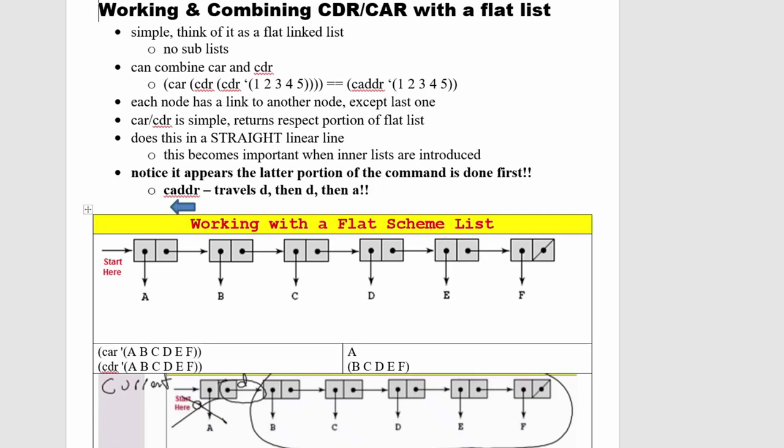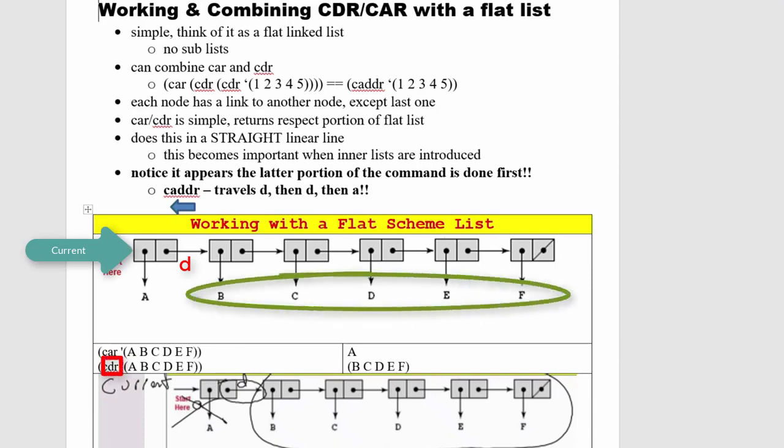So for a simple example, if we did the car of a literal list, we're just getting the first element, that's it with the A, so it will return the A portion. And if we did the CDR, it's going to return, starting with the current being at A, the rest of the list after A, and that's why we get B, C, D, E, and F. So we'll go to a more complicated one here in a second.